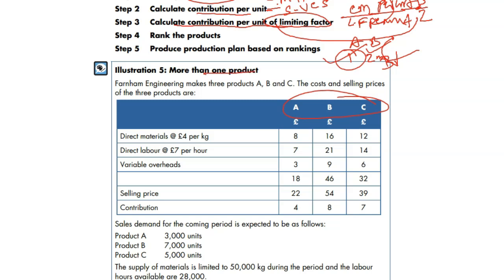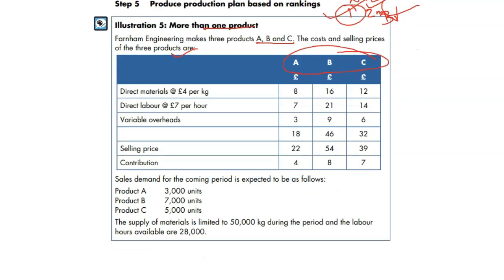Illustration number 4, more than one product. Random Engineering makes 3 products, A, B, C. The costs and selling prices of the 3 products are: materials, £4 per kg. If 8 pound is the total cost, 8 divided by 4 equals 2 kg needed. 16 divided by 4 equals 4 kg needed. 12 divided by 4 equals 3 kg needed. Yeah, 2, 4, 3 kg needed.